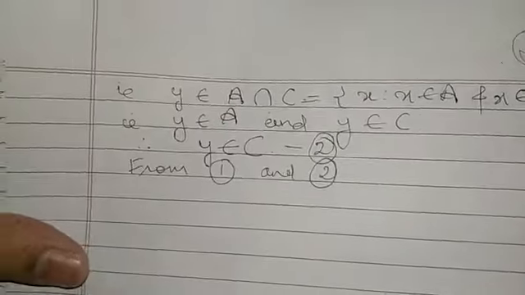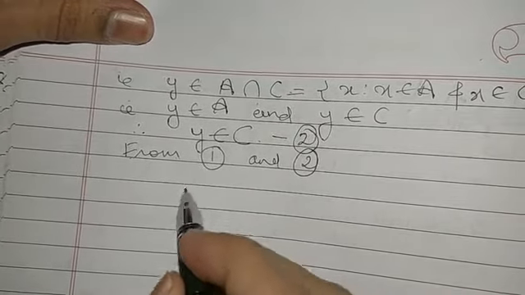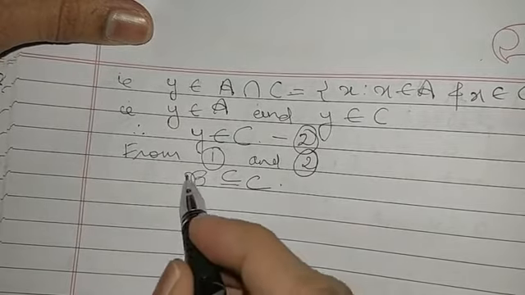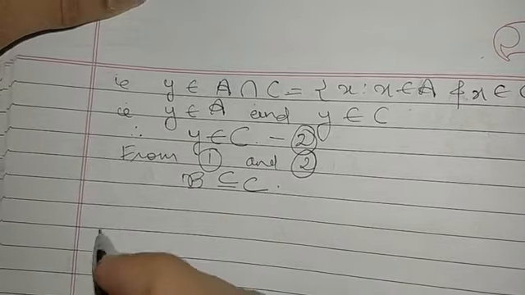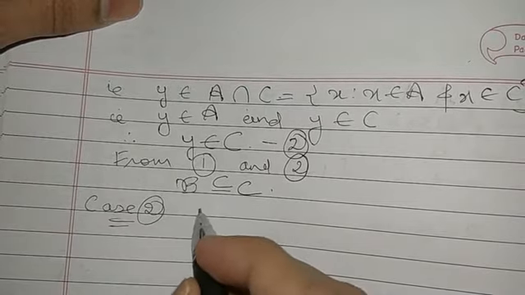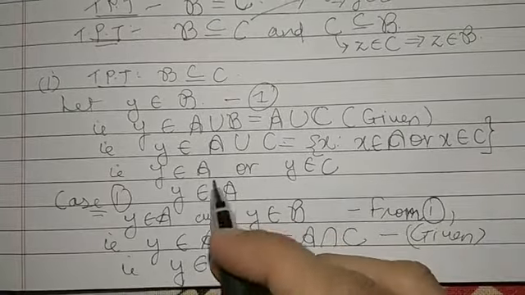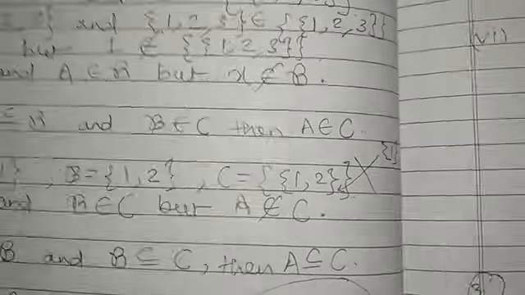Y belongs to B, and 2 is y belongs to C. So y belongs to B, then y belongs to C, so B will be a subset of C, right? Now let us go to case 2. Case 1 was y belongs to A. Now case 2 will be y belongs to C.